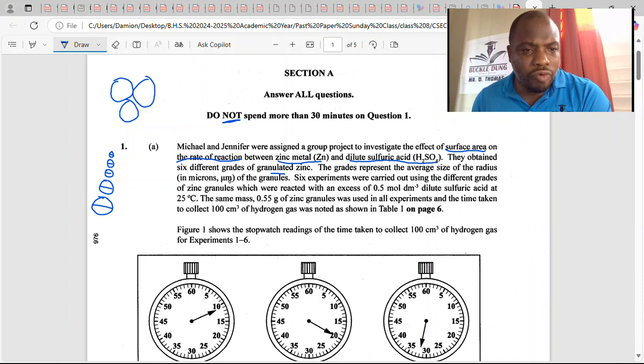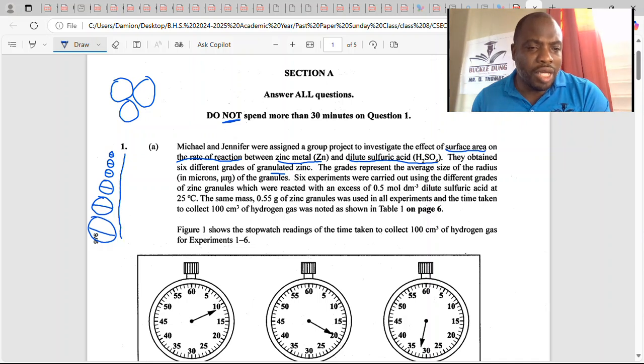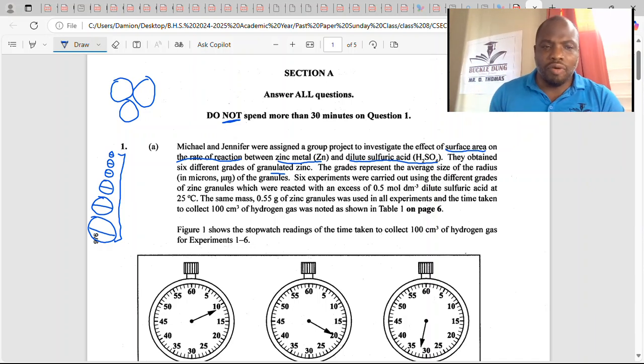So 1, 2, 3, 4, 5, 6. So we're seeing the 6 different grades. Even outside of this, based on what I just said, which one of these grades would react much faster? The top one. Meaning it will take less time to react with the sulfuric acid, because we know the smaller the particle, the larger the surface area. The larger the surface area, the faster the rate of reaction.